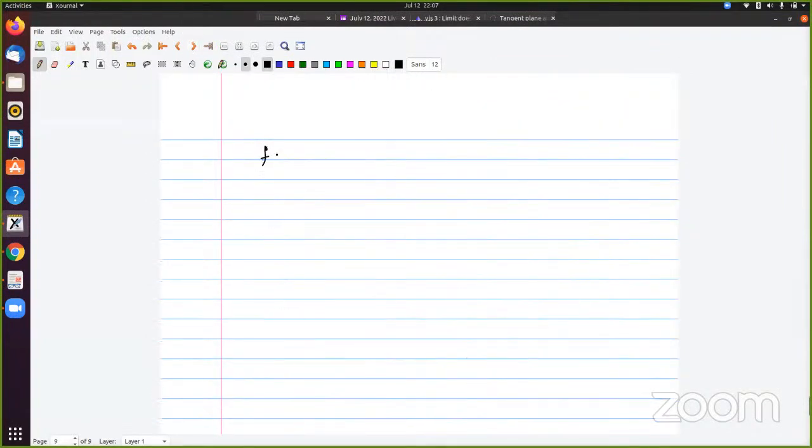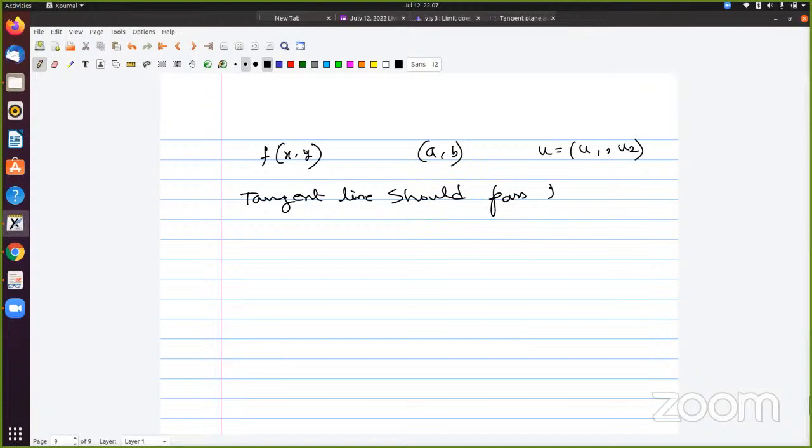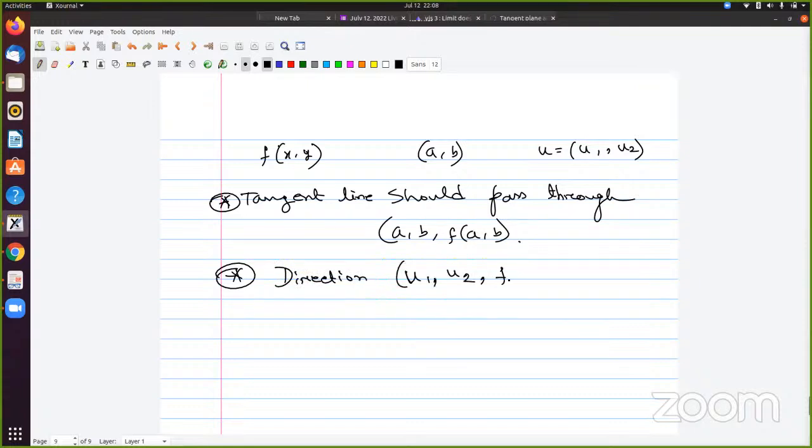So what I am saying, f of x y is our given function. At a comma b, we have to find the tangent along the direction of the vector u. So what will that be? The tangent line should pass through a comma b comma f of a comma b, right? This is the first condition. This should pass through this, and the direction should be u1 u2 f u of a comma b, correct?